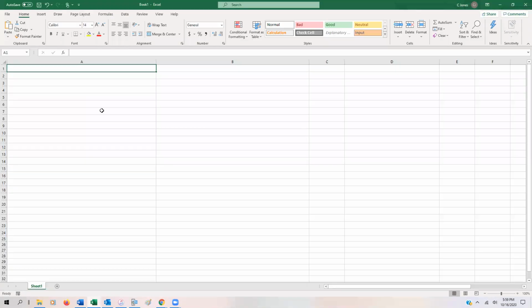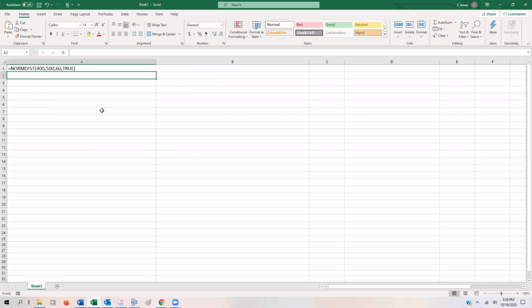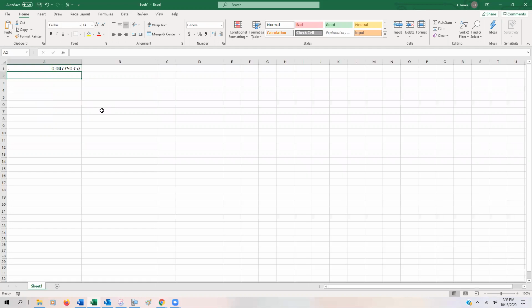We're going to do equals NORM.DIST, and I'll write out what the parameters are. X is 400, the mean is 500, the standard deviation is 60, and we do want cumulative. We want everything up to and including that. And so we get 0.04779.